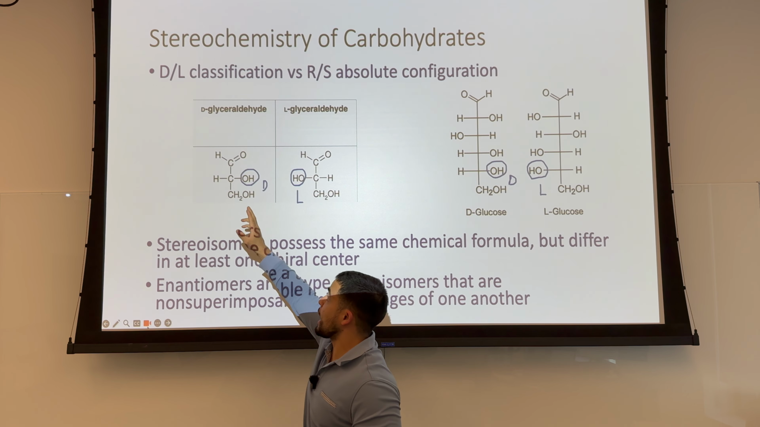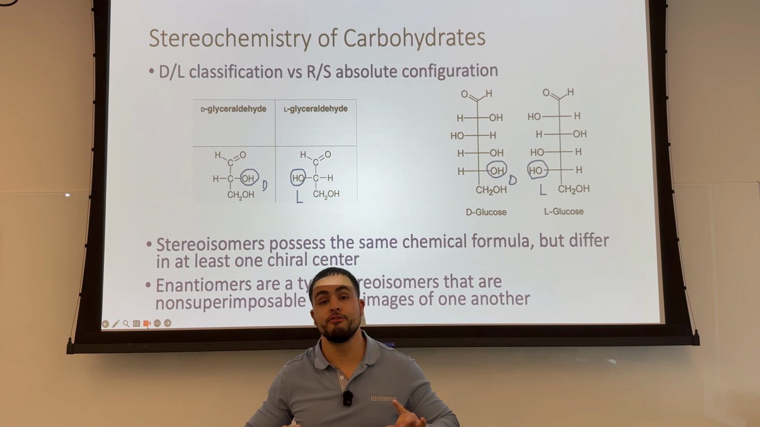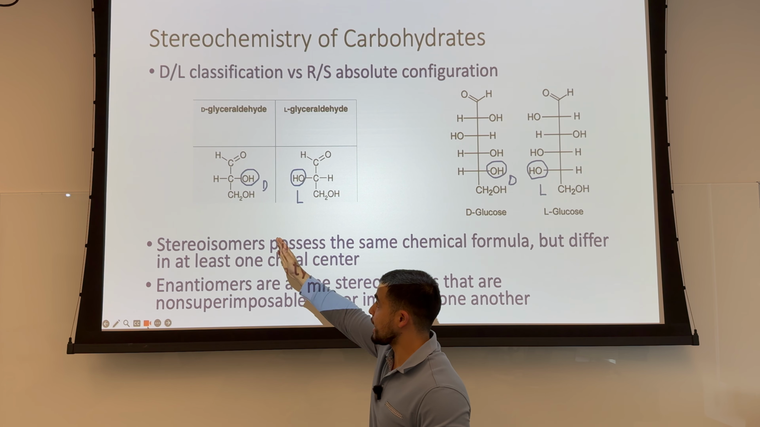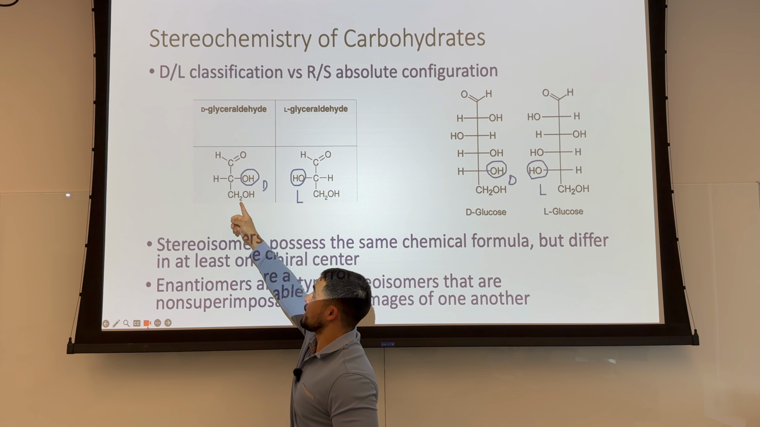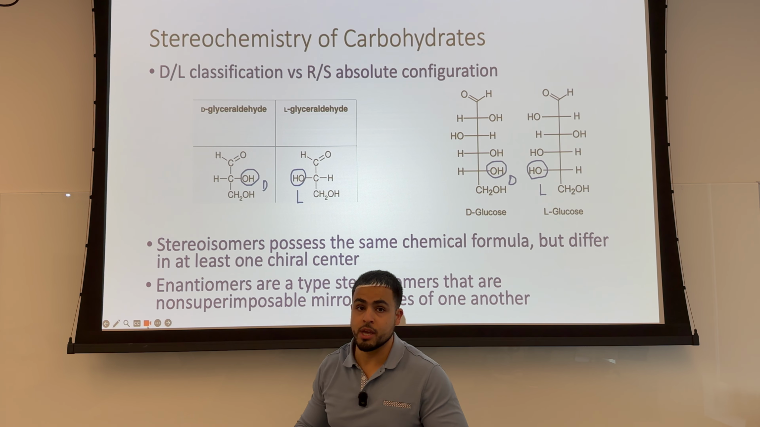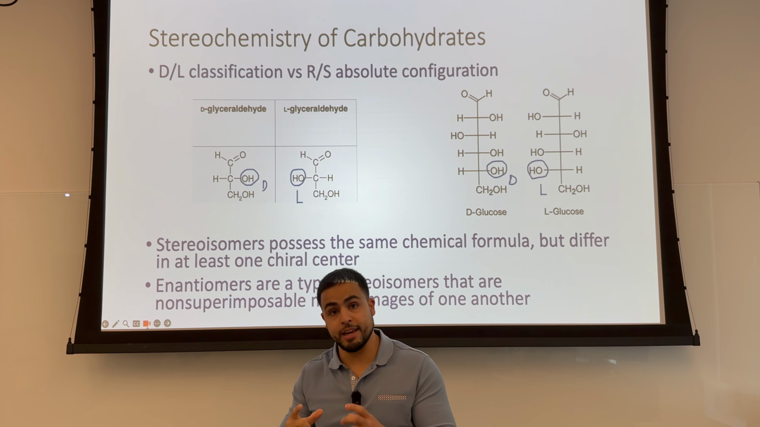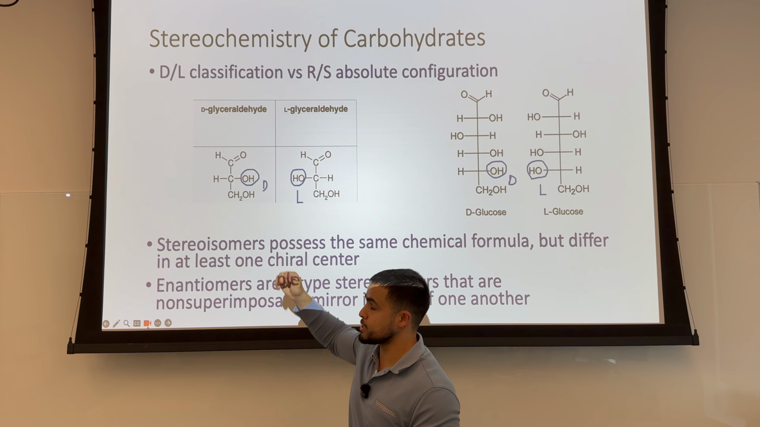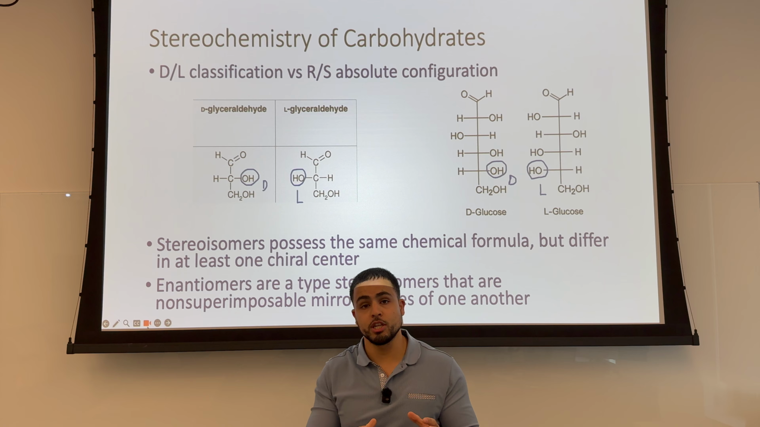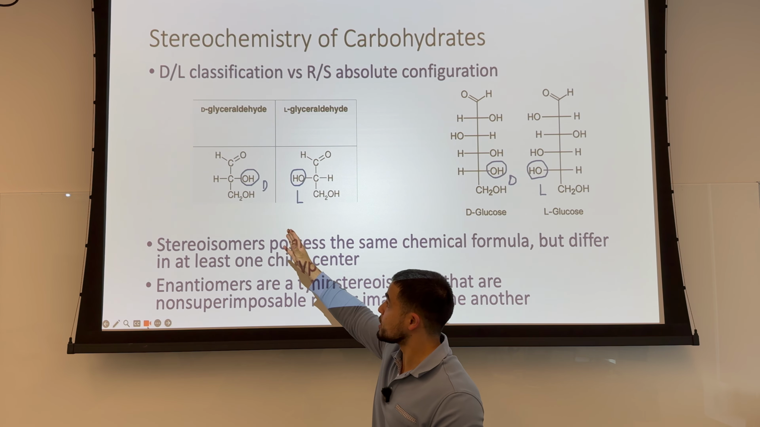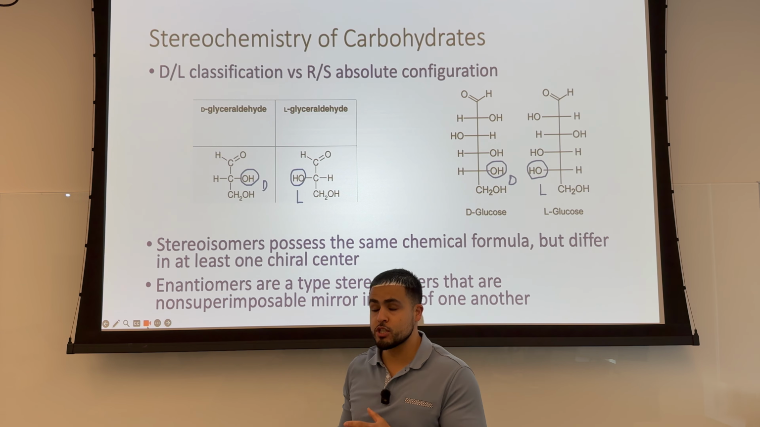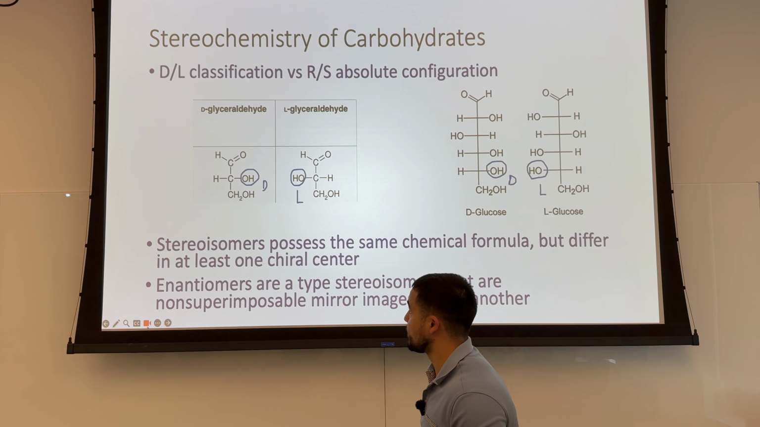So you identify your chiral center, and by the way, you have to go with your very last chiral center. But in the case of glyceraldehyde, it really doesn't matter because it's your one and only chiral center. So you go with that one, and then you take a look at the highest priority group attached to it. In this case, it's OH. If that OH group is to the right, then you have yourself a D-glyceraldehyde, and if it's to the left, then you have an L-glyceraldehyde.